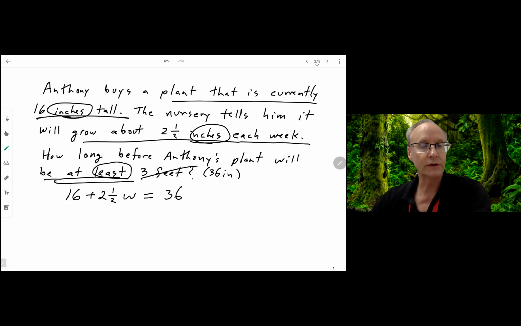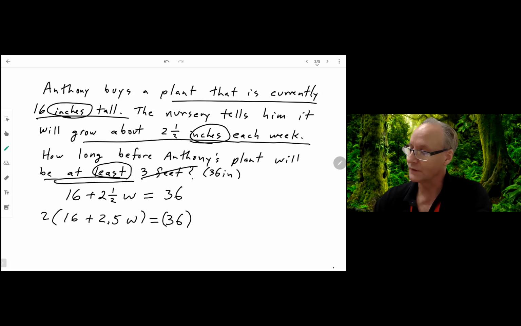Now, if we wanted to, we could write this with a decimal. And a lot of people like decimals better than they like mixed numbers, understandably. So I could write this as 16 plus 2.5W is equal to 36. These mean exactly the same thing. 2.5 and 2.5 is the same. But a lot of people go, oh my God, I'm going to end up having to divide by a decimal. I don't want to do that. Now, the good news in algebra is that you never have to deal with decimals ever again if you don't want to. What you can do is multiply both sides of this equation by 2 and eliminate the decimal entirely.